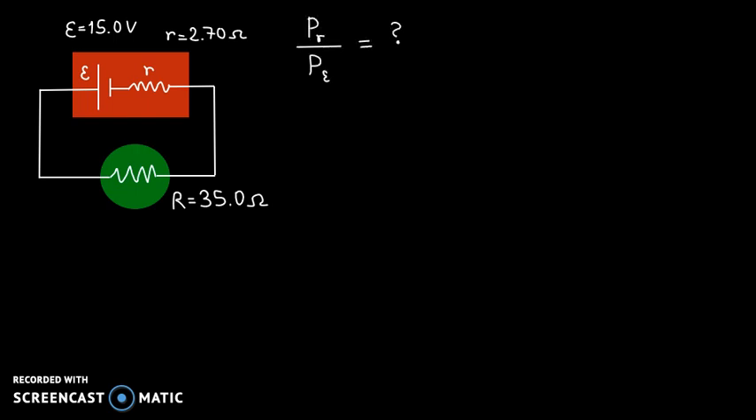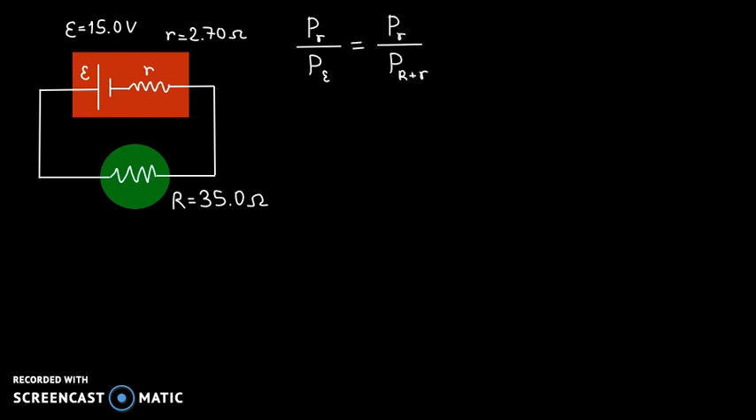Mathematically, this is what we're looking for. Power dissipated by the internal resistance of the battery, that I call P sub lowercase r, divided by the power delivered by the EMF, and I call that P sub script E. So what is this equal to? If you think about it, the power delivered by the EMF is equal to the total power dissipated in the entire circuit. So that's what I'm going to do in the next step.